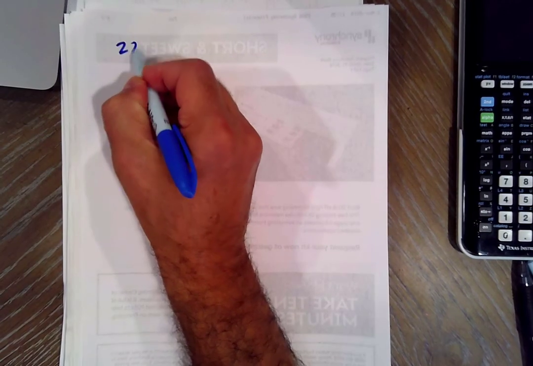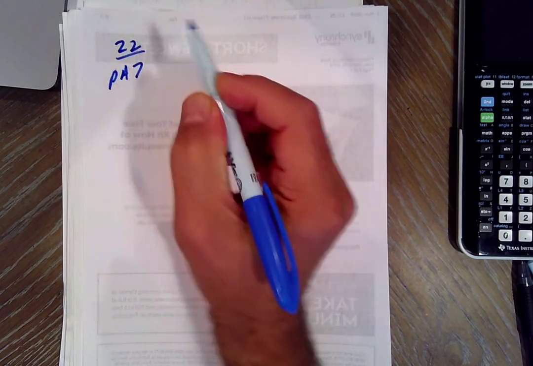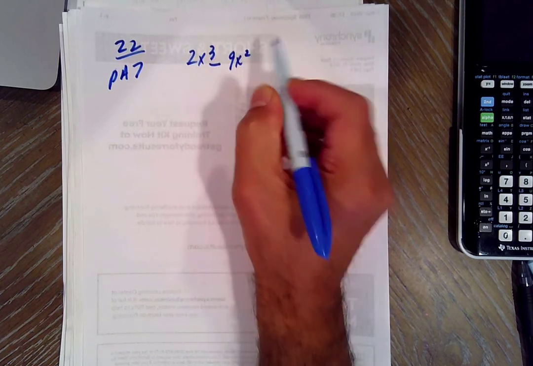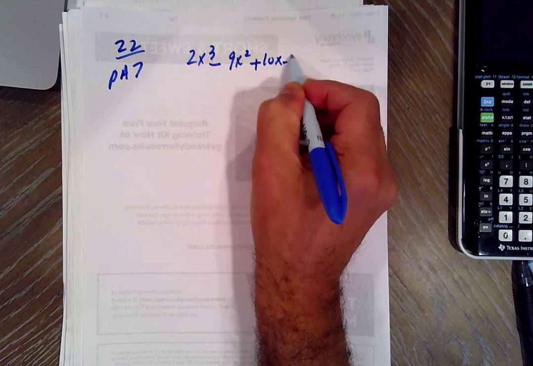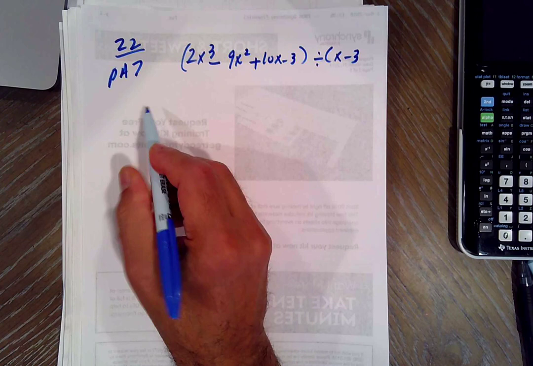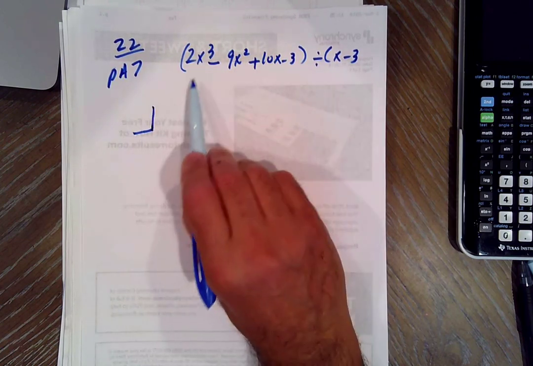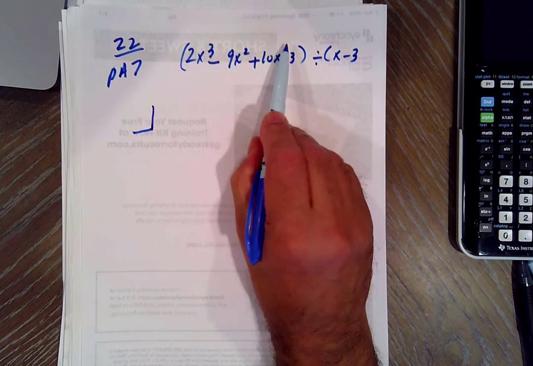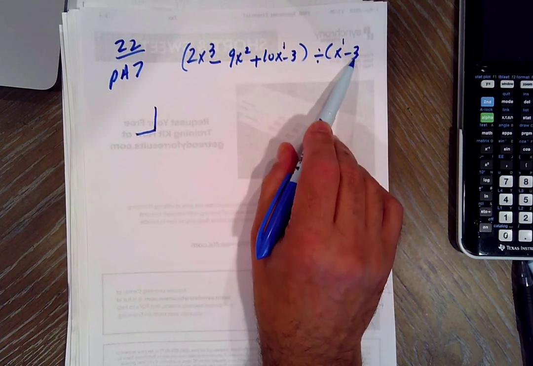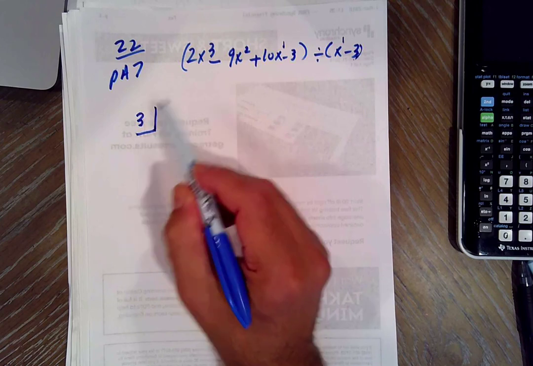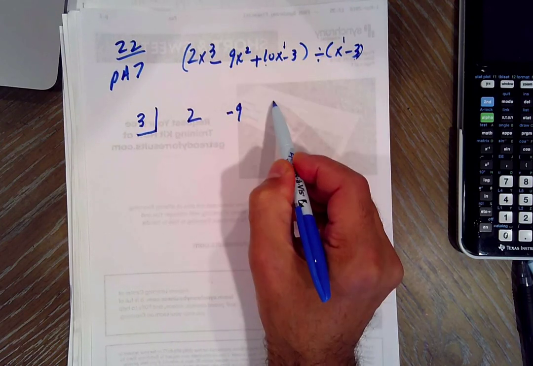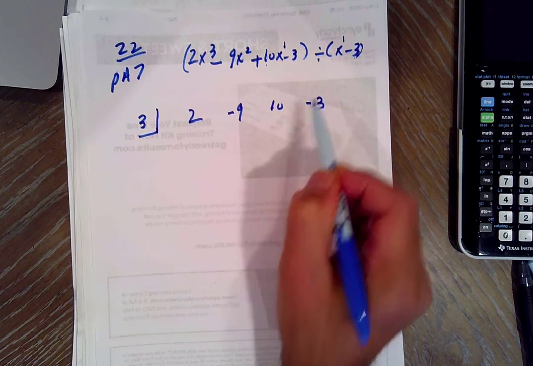Number 22, page A7, 2x cubed minus 9x squared plus 10x minus 3. We want to divide this by x minus 3. Again, descending order, 3, 2, 1, constant. x minus 3 equals 0 and x equals 3. We pull the 2 down, the negative 9, the 10, and the negative 3.